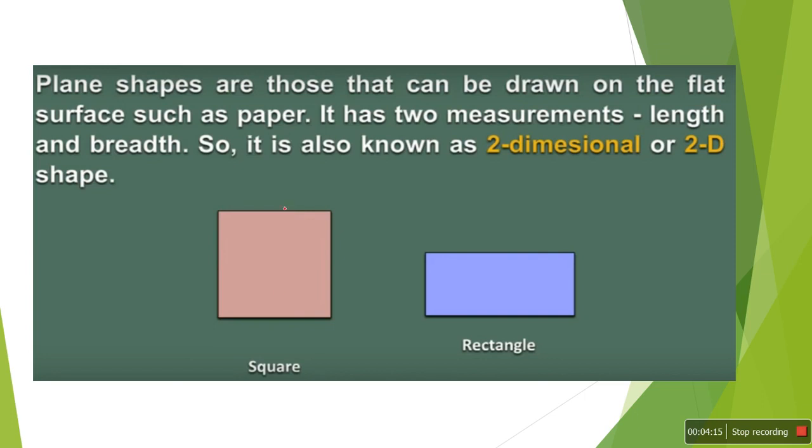But if we talk about a square, a square has all sides equal. That's why you will not find any difference between length and breadth in a square. But if we talk about a rectangle, in a rectangle you will easily find the length and the width or breadth. So one by one we will learn more about two-dimensional shapes.